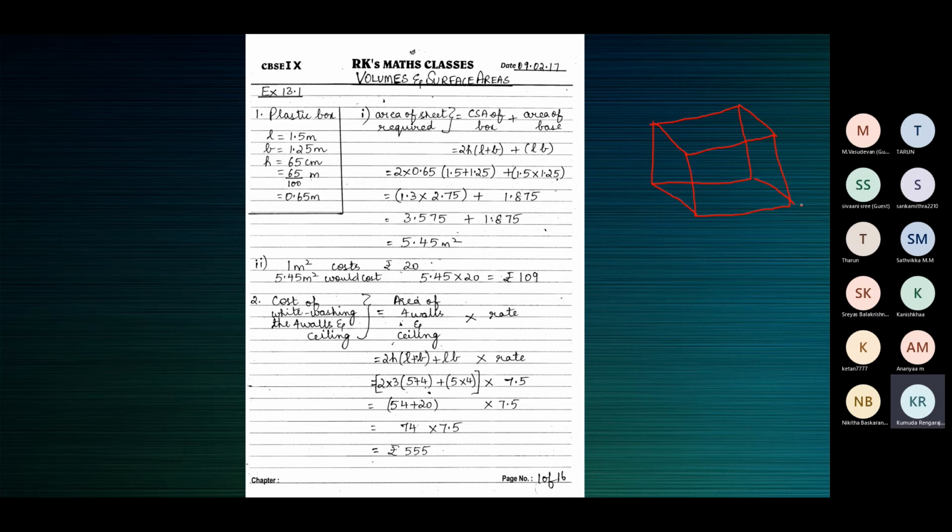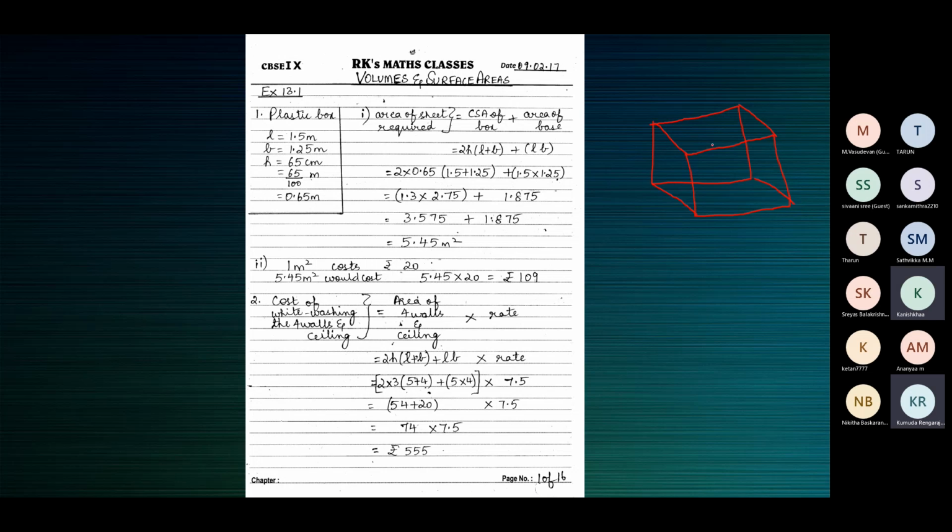What about the left and right faces, the side faces? Breadth into height. And what about the front and back face? The front face and the back face. Length into breadth, ma'am.